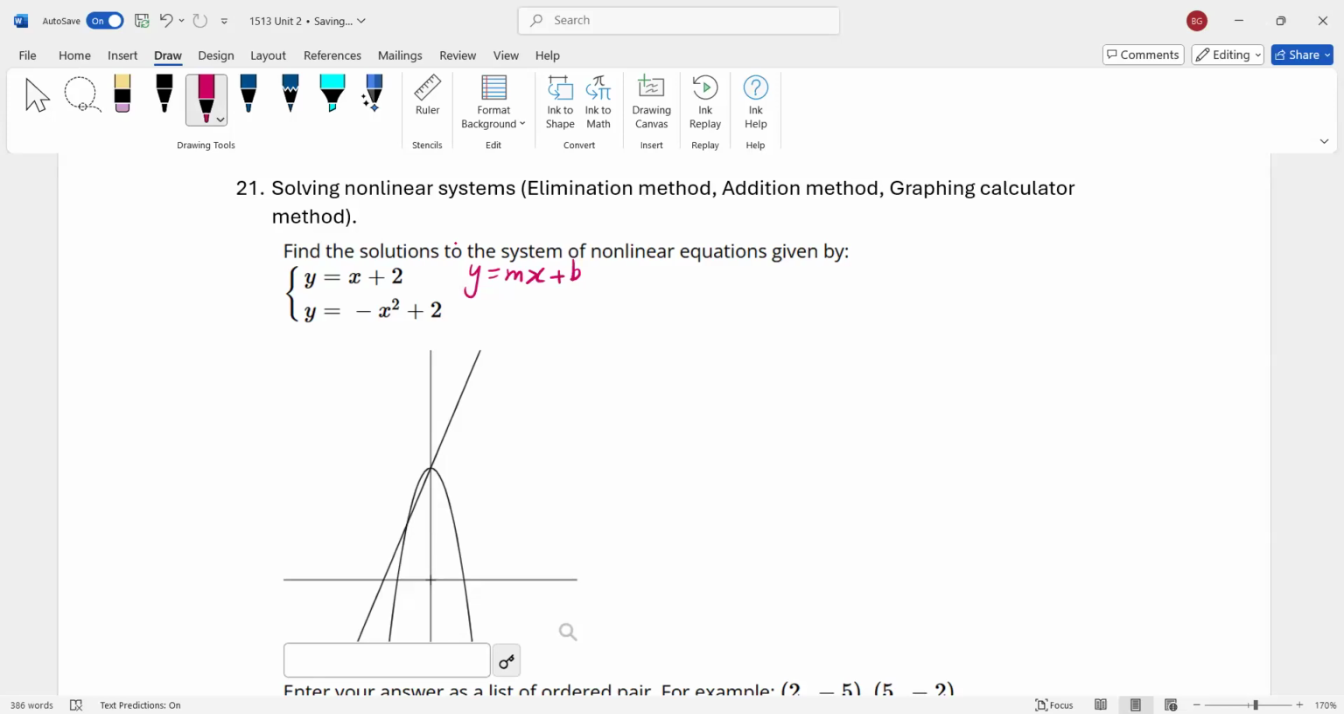So you can see the first equation represents a straight line with a slope 1, positive. So the line goes up, and the y-intercept is (0, 2). And in the graph, you can see this is the y-intercept. Oh, the graph is not very accurate. This is supposed to be (0, 2).